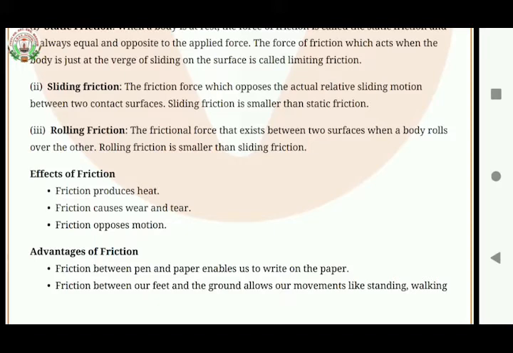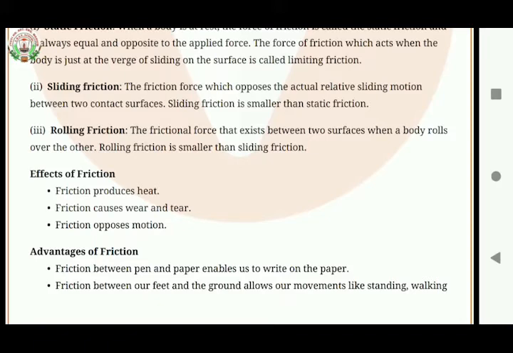What are the effects of friction? The effects of friction are that it produces heat, it causes wear and tear, and it opposes the motion, which means it reduces the speed of the object. Examples also I had given in the videos.